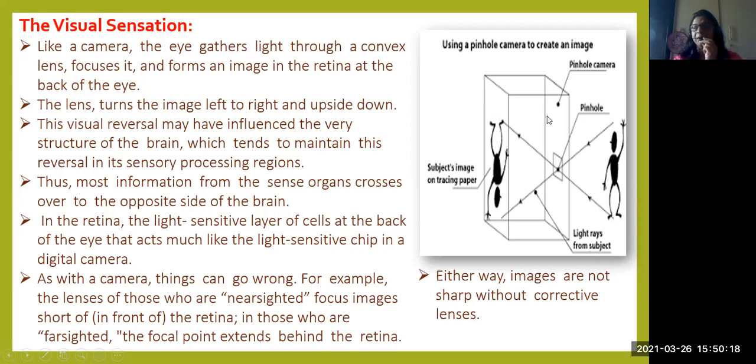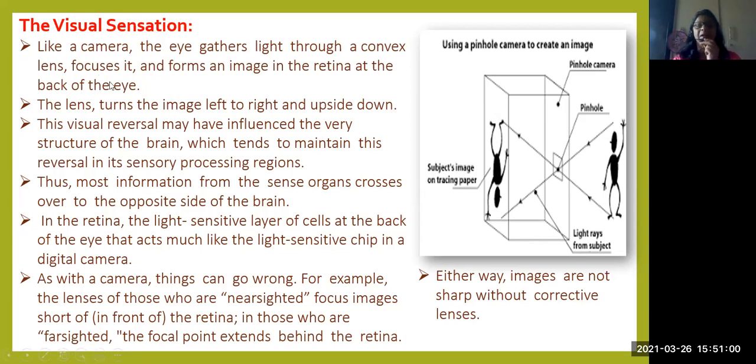Now you see this subject image on tracing paper. This is a pinhole camera. There is a pinhole, and through this hole, the subject, any person or whatever it may be, forms an image inside the camera. Light rays pass on, and because of the reflection of rays, the image will form upside down. The image size is also very small compared to the normal image. That is the property of the image which forms inside the retina also.